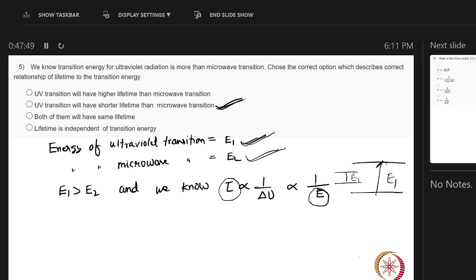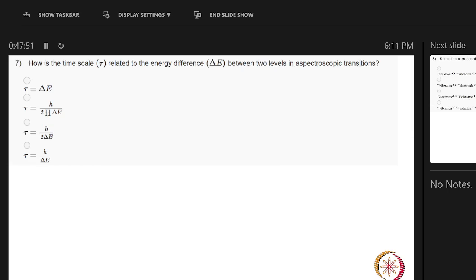Now coming to the next question. A similar question we can directly see there. So we can write tau is approximately h bar, and this tau you can write as h by 2 pi delta nu. Correct. Heisenberg uncertainty principle.